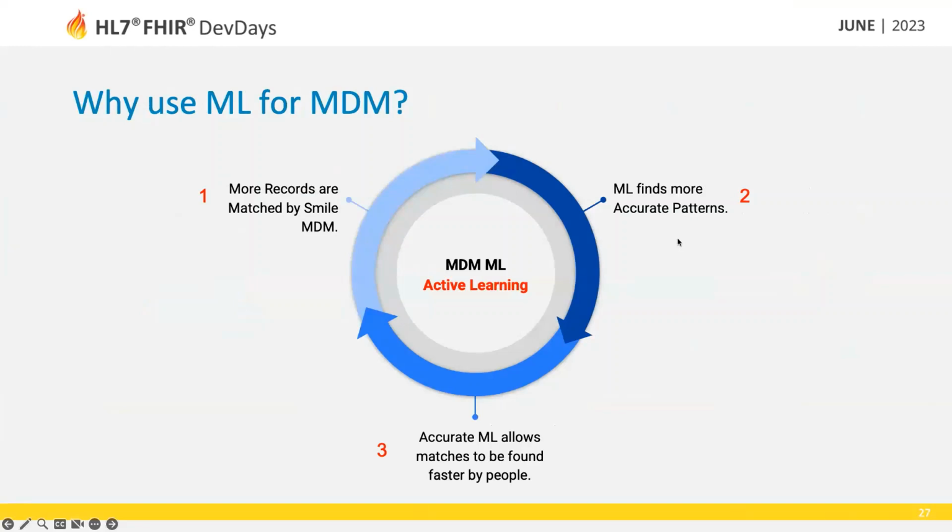So the next question is why use ML for MDM? Through active learning, ML can help clients match more records with Smile. And with more records being matched, learn better patterns for matching records in the future. And at the end of the day, the most important thing is we can help clients match records even more efficiently with ML.